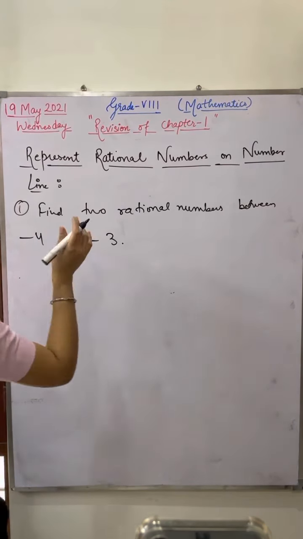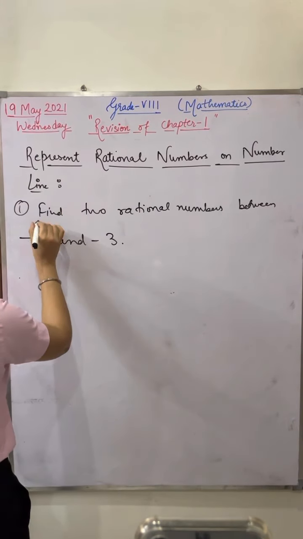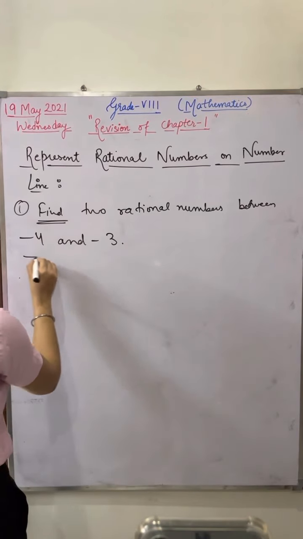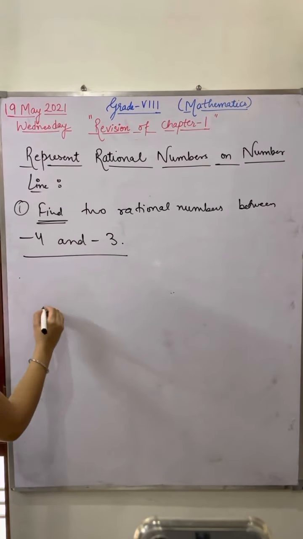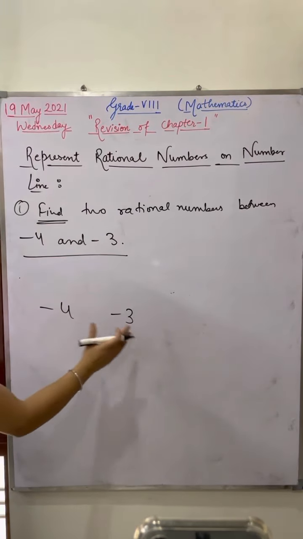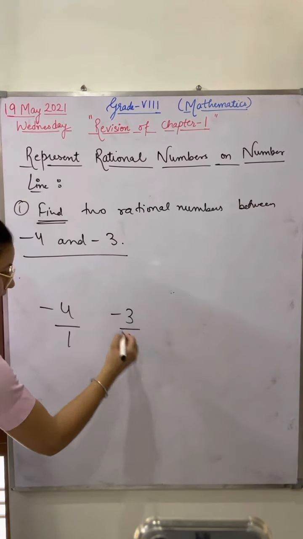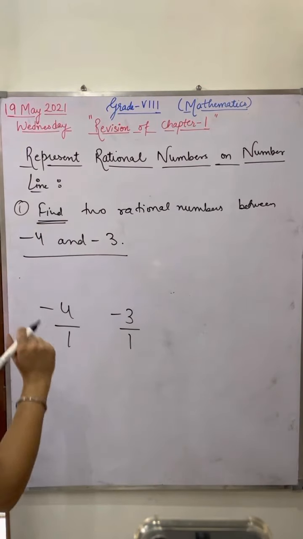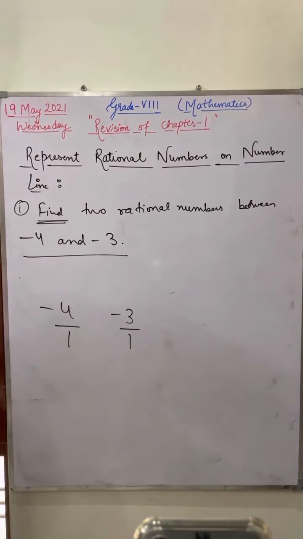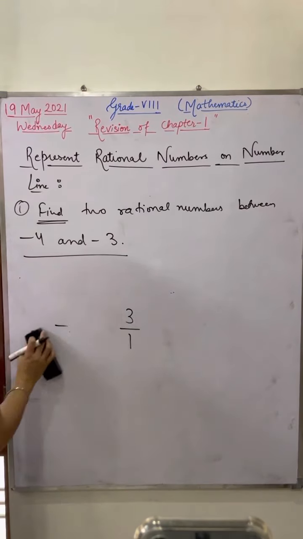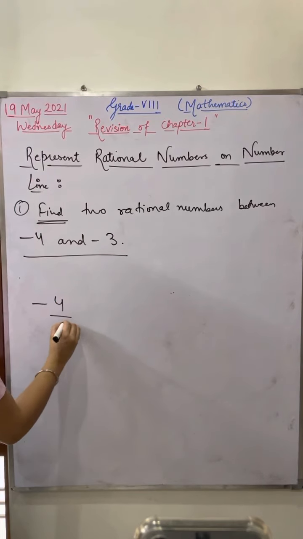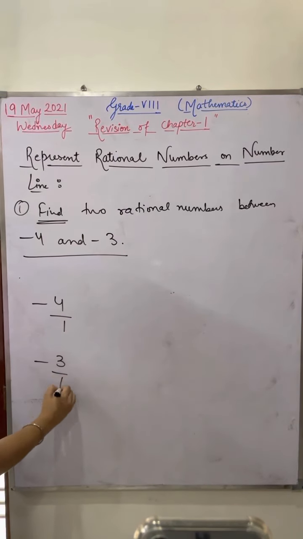How can we find any two, 3, 4, 5, 10 rational numbers between any two rational numbers? This is a very important concept. These minus 4 and minus 3 are rational numbers because they have 1 in the denominator. Every integer is a rational number because it has 1 in the denominator. So in this way you have to find the rational numbers. You have to write minus 4 upon 1 here and minus 3 upon 1 here.